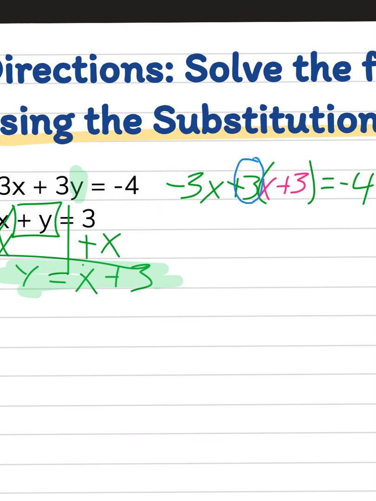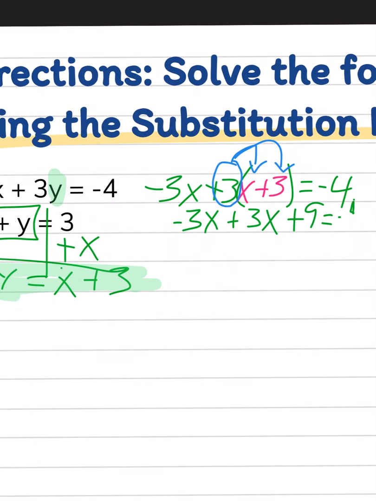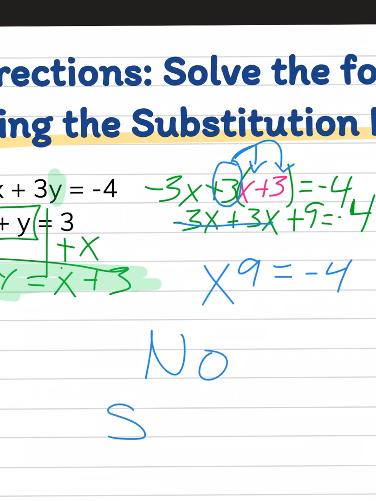Distribute that positive 3 to everybody in the parentheses. So we have negative 3x plus 3x plus 9 equals negative 4. Look at your x's. What is negative 3 plus positive 3? So that's gone. And we have 9 is equal to negative 4. That is not true. It's false. So that means no solution. And this is where we stop today.